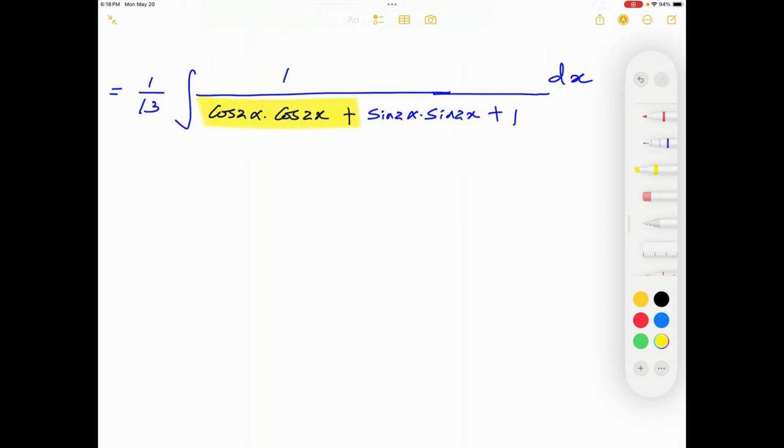I will only look at this part of the denominator for now. I will also pay attention to the plus 1 later, but at this point, I'm going to only look at the highlighted segment of the denominator. In the highlighted segment, I can see cosine 2 alpha times cosine 2x plus sine 2 alpha times sine 2x. In fact, it was an intentional arrangement.